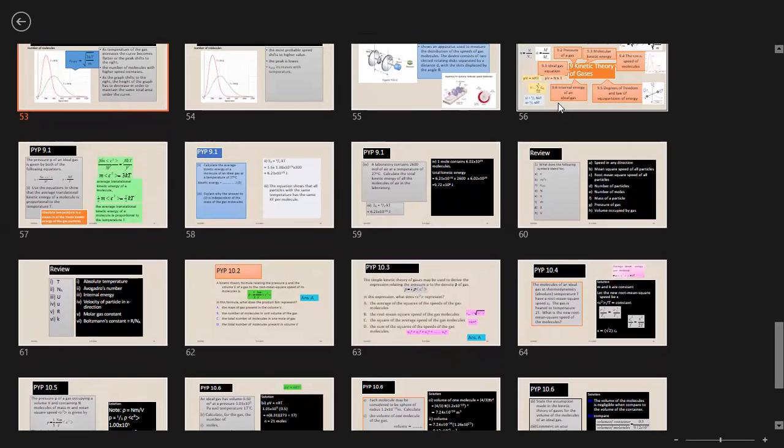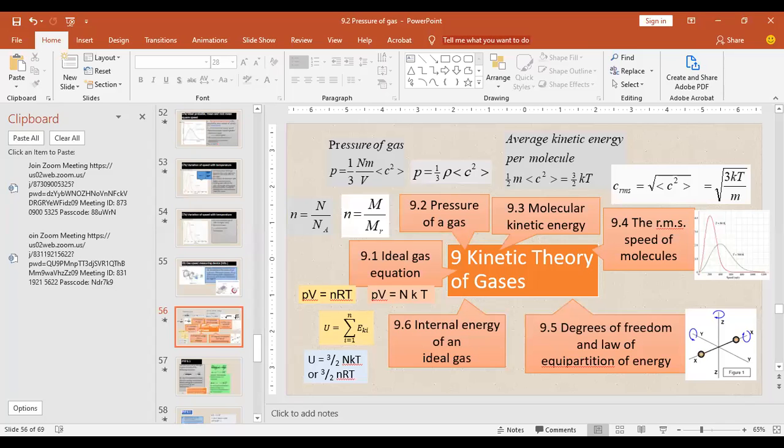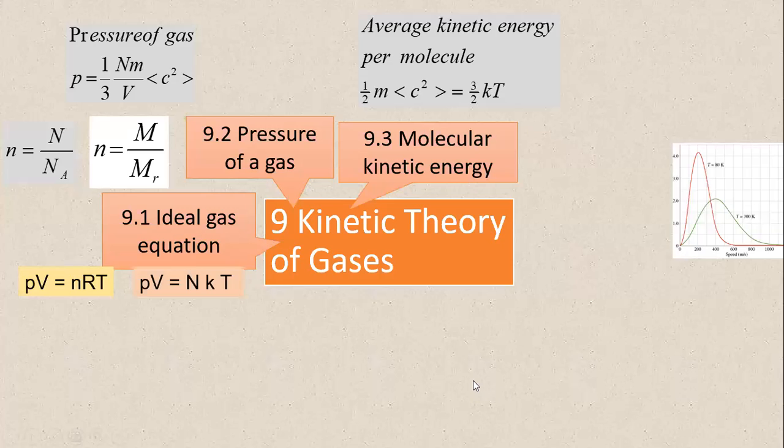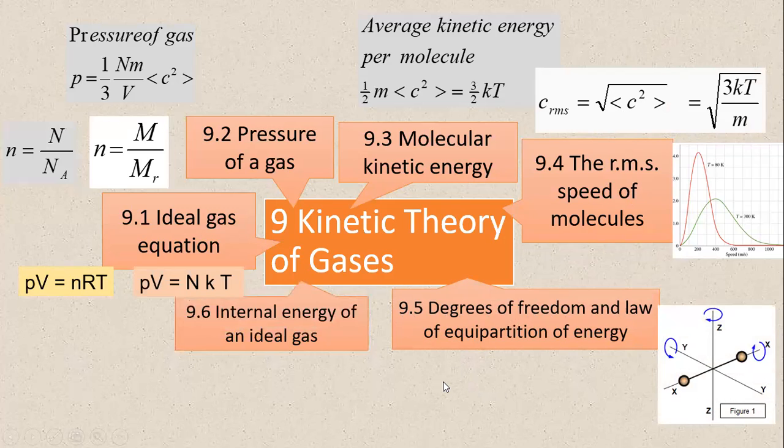Okay, let's go to the next one. Okay, so we have covered all this part. Now we are going to the last part, 9.5, degree of freedom and law of equal partition of energy. And the last part is the internal energy of the ideal gas.